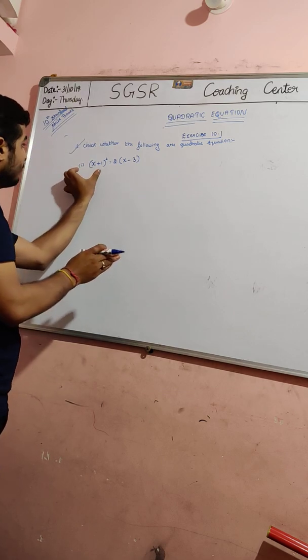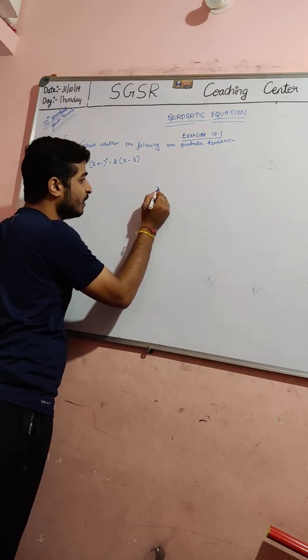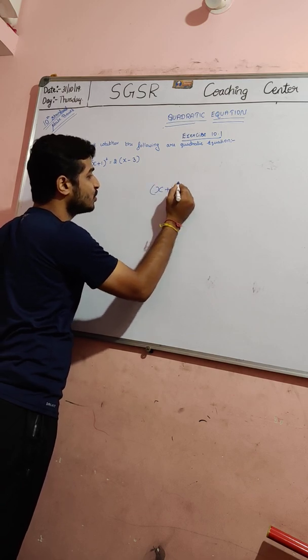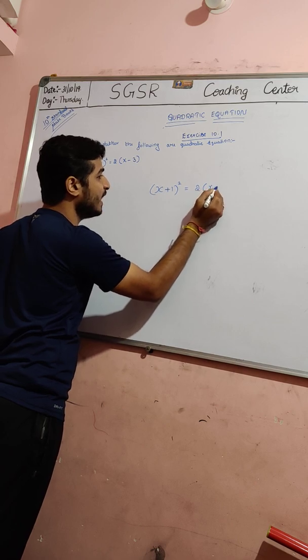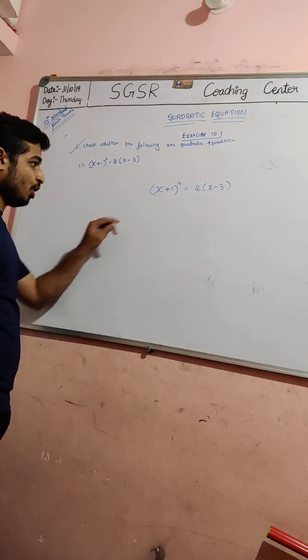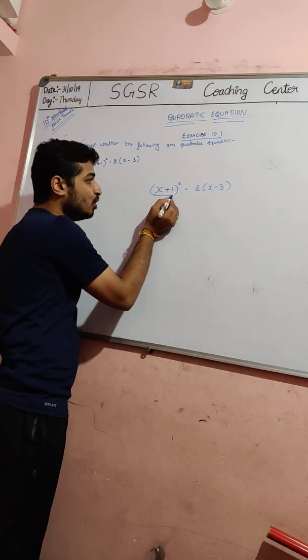Now students, first simplify this equation. What is this equation? First write down the equation. (x plus 1) whole square is equal to 2 into (x minus 3). Now what do you write for (x plus 1) whole square?